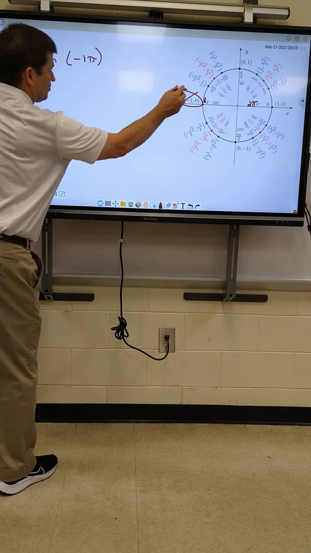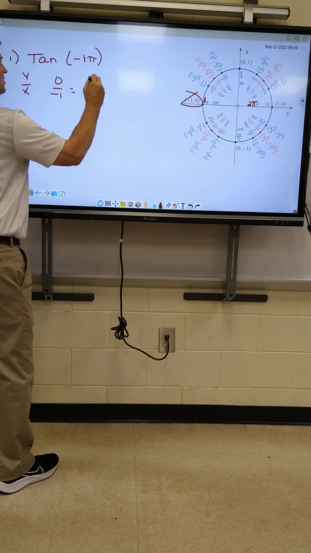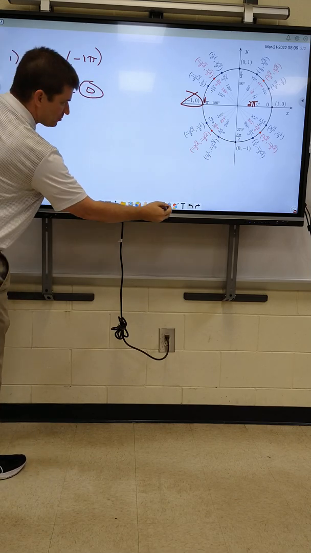Alright, so you put your 0 on top, -1 on the bottom. 0 divided by anything is 0. So again, that one was really quick.